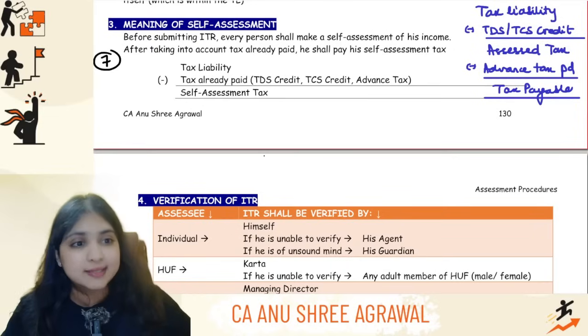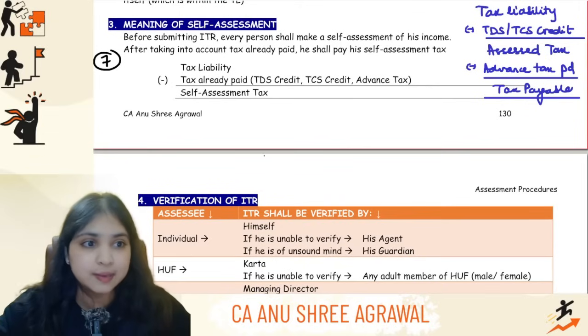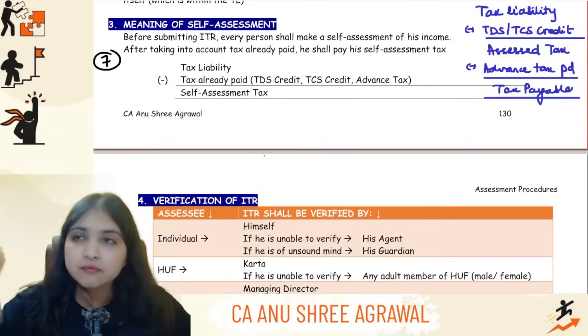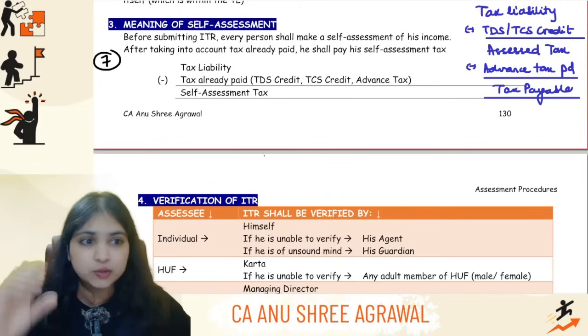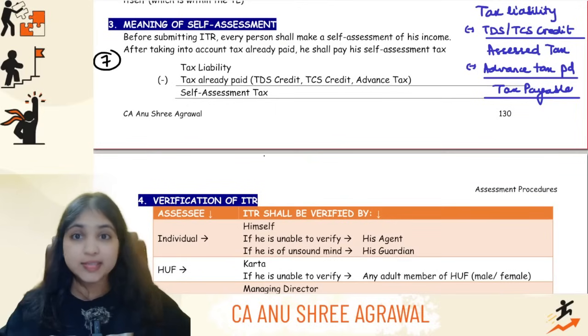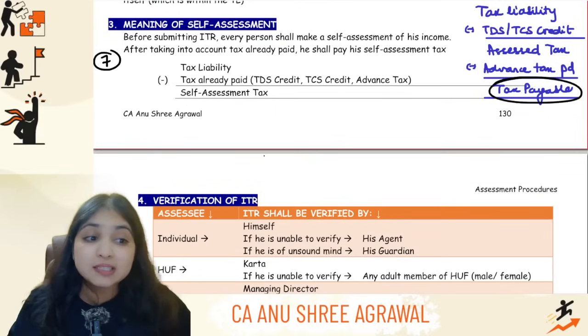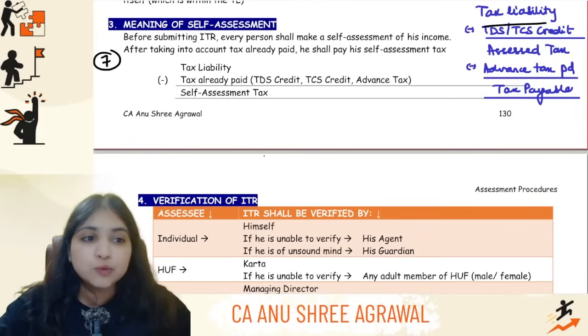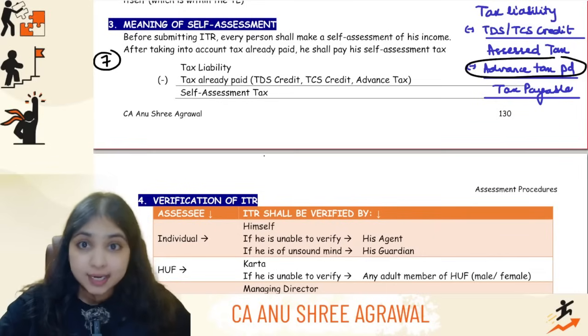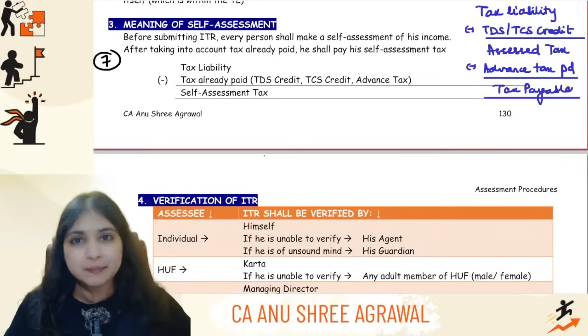So be careful in the examination. If they ask you to find tax liability, you will stop with the cess. Once you add cess, the number you get is called tax liability. You will stop with that. But if they are asking you for tax payable in the examination, then you will first subtract TDS, TCS credit. You will get assessed tax. You will subtract advance tax paid, and you will get the tax payable number.